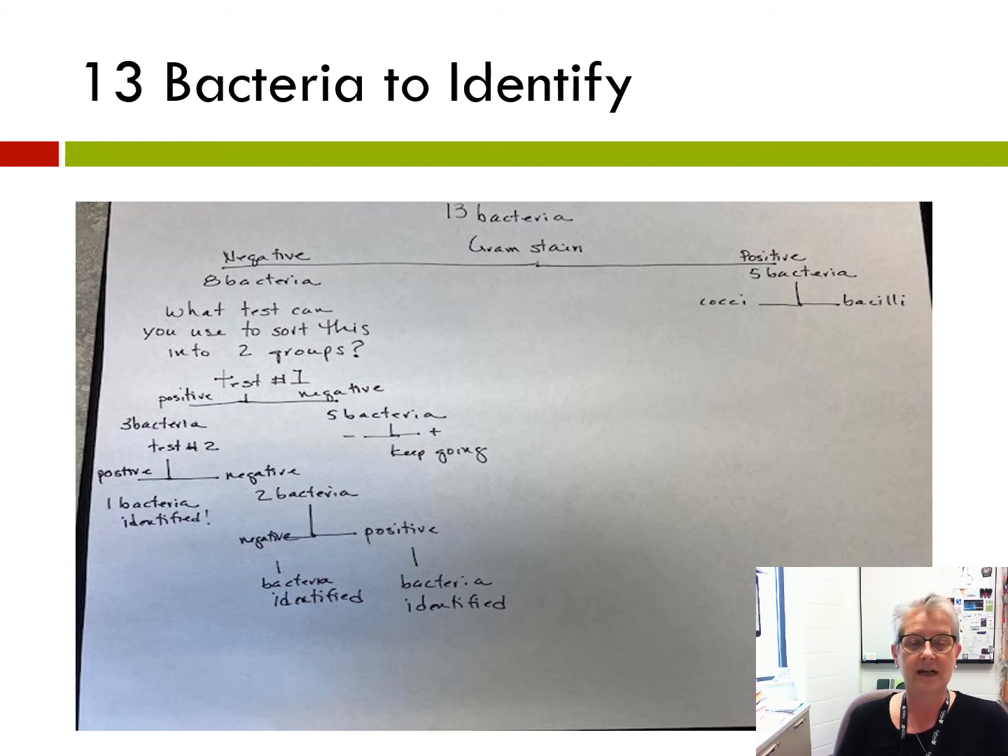So in just 2 tests, you would have 1 bacteria identified. It was positive for test number 1 and positive for test number 2. Then you'd have to focus on the 2 that were negative for test number 2, determine what test you could do that would divide those 2 bacteria into 1 positive and 1 negative, and you would have 3 more bacteria identified. And so you would continue on that way, building your dichotomous key.